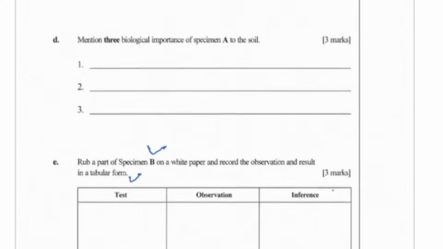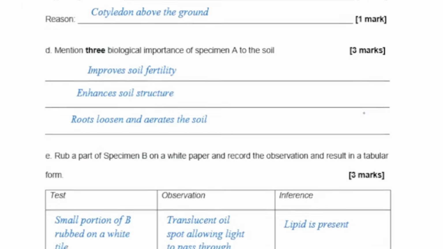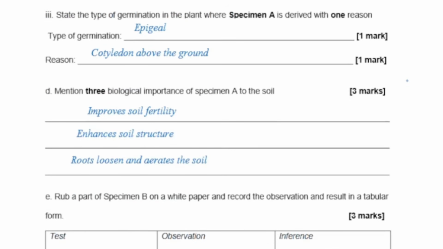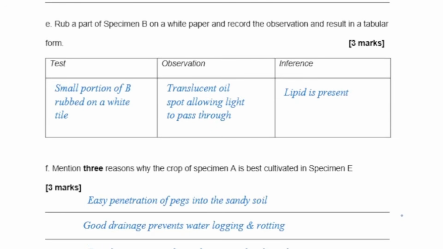So let's just look at a flash of the answers as we move on. So for the answers here, you'd see that the type of germination in specimen A is your epigeal germination, cotyledon above the ground. Three biological importance, you have them here. And then let's go to the test and lay some emphasis there. So you have the test here.